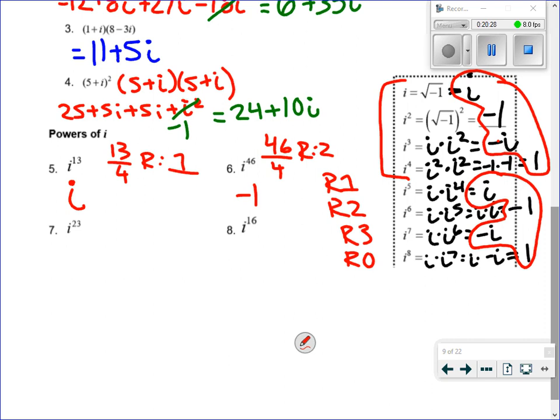So think about 23. If I'm dividing it by 4, it goes in 5 times with the remainder of 3. Good. So a remainder of 3 is the same thing as i to the 3rd power, which is equivalent to negative i. So i to the 16th: does 4 go evenly into 16? Yes. So that means the same as i to the 4th, which is equal to 1.